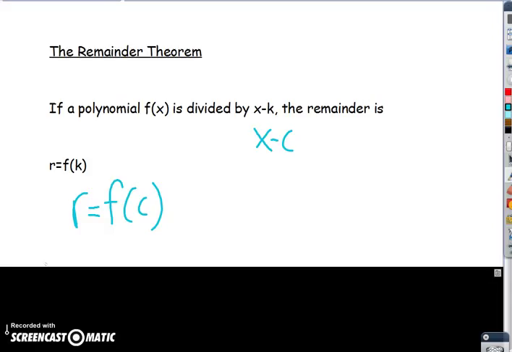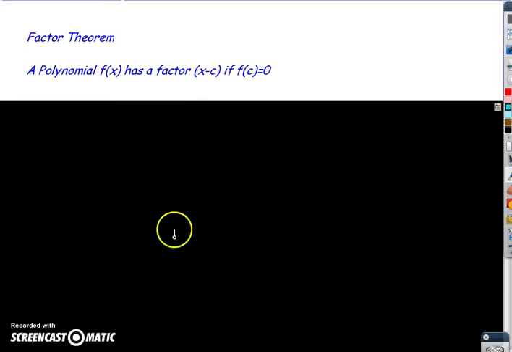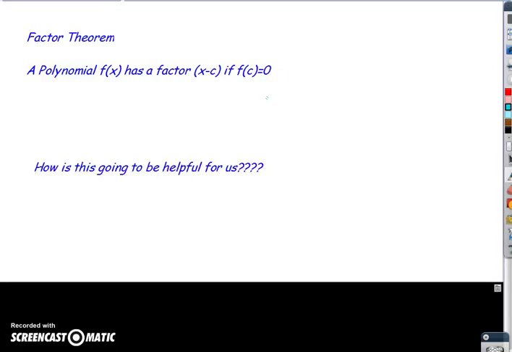Now, where is this helpful? It is helpful to build upon something called the factor theorem. And what in the world is the factor theorem? The factor theorem simply states a polynomial f of x has a factor if I put that in and get no remainder. Which should make sense. If I get no remainder, something's a factor.